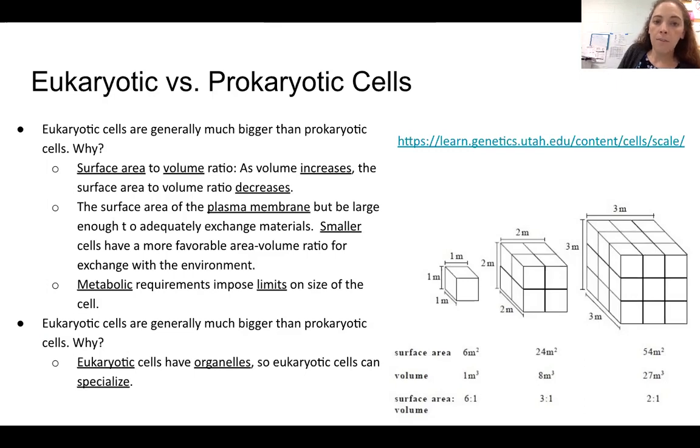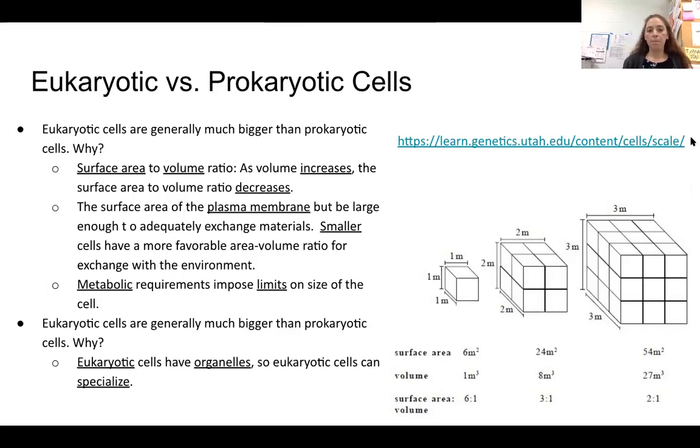The surface area of the plasma membrane or the cell membrane might be large, but it also needs to be able to adequately exchange materials. Smaller cells are going to have a more favorable area to volume ratio for the exchange with the environment. Different metabolic requirements also impose limits on the size of the cell. So if the cell needs oxygen and there's not enough around, it's not going to grow that big.